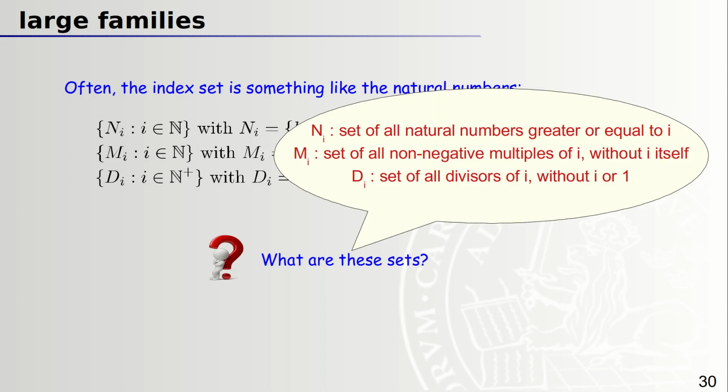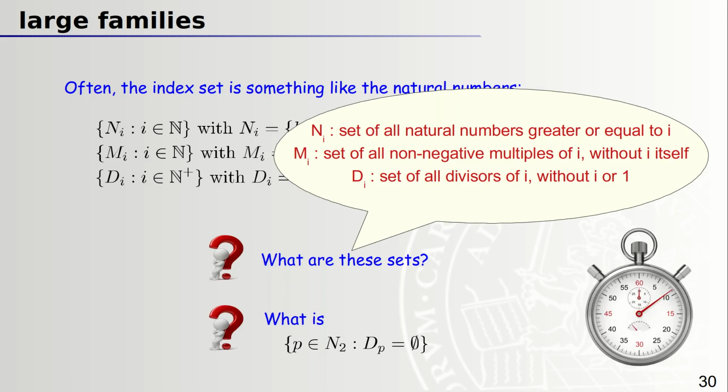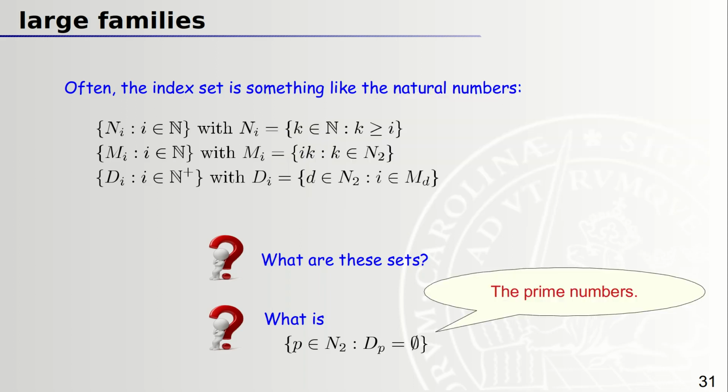So with this, what then is this set? It denotes the prime numbers. It's the set of all integers greater than or equal to 2 who don't have divisors other than 1 and themselves.